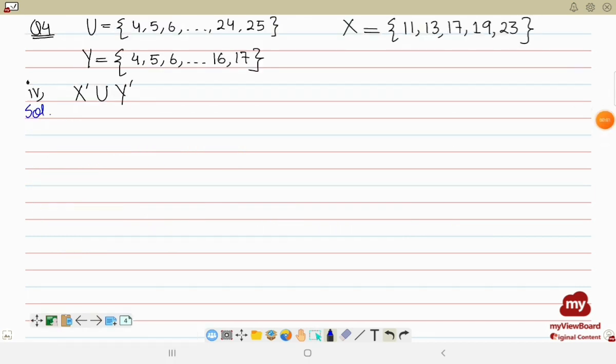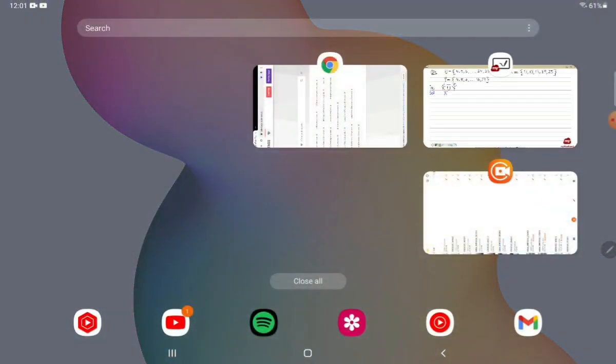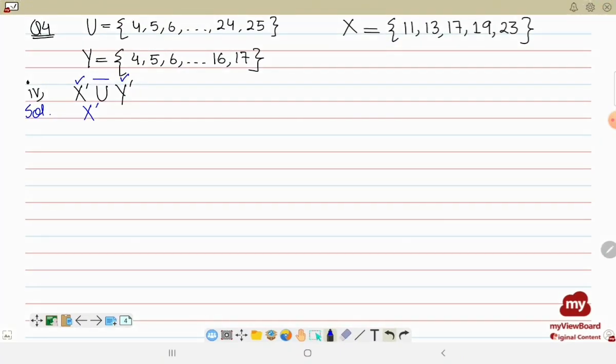Now we'll be finding out the last part of question number 4. X complement, Y complement and then the union of both, right? So we'll be finding X complement first. We have already found out the X complement in the second part of the same sum. So let's find it again. X complement means U minus X. We'll take the difference with the universal set.